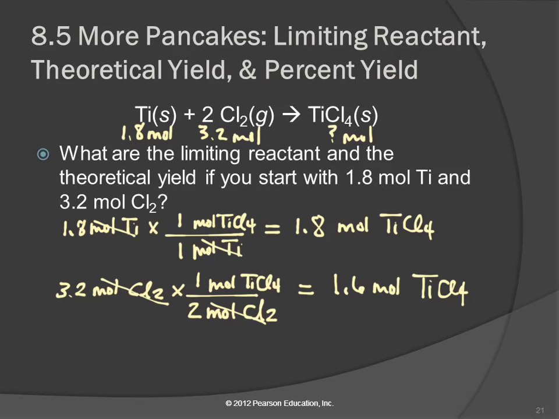So we did 2 calculations, we come up with 2 answers, but there's only one answer. It's the smallest one. So you look at the numbers and put a box around the smallest one. That is our theoretical yield.